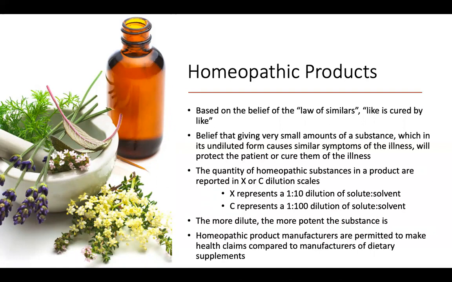The quantity of homeopathic substances in a product is reported in an X or a C dilution scale. So X represents a 1 to 10 dilution of solute to solvent, and the C represents a 1 to 100 dilution of solute to solvent. And so 1X is considered low potency, and then 2X to 1C is considered higher potency. But the more dilute, the more potent a substance is, which is interesting. But homeopathic product manufacturers are permitted to make health claims compared to the manufacturers of dietary supplements.